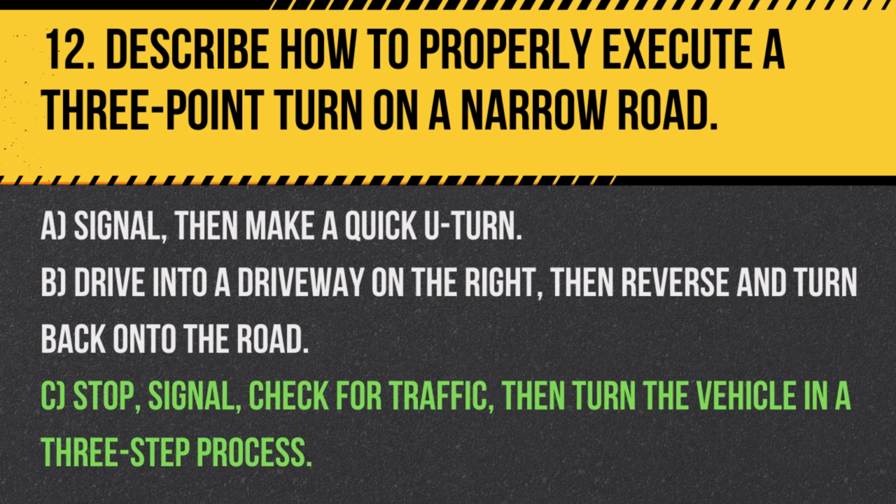Answer: C. Stop, signal, check for traffic, then turn the vehicle in a three-step process. This method ensures safety and efficiency in turning the vehicle around on a narrow road.